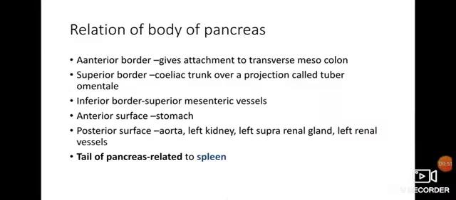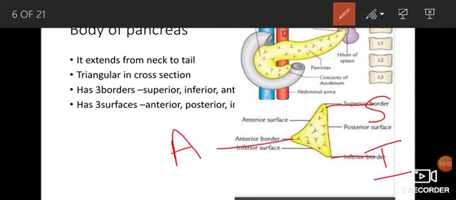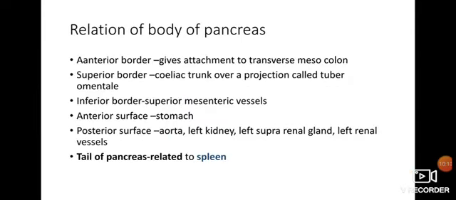I will make you clear once more. Here is the superior border. This is the inferior border. This is the anterior border. Here comes the anterior surface. Here comes the inferior surface. Here comes the posterior surface. These are the borders and surfaces of the body of the pancreas.